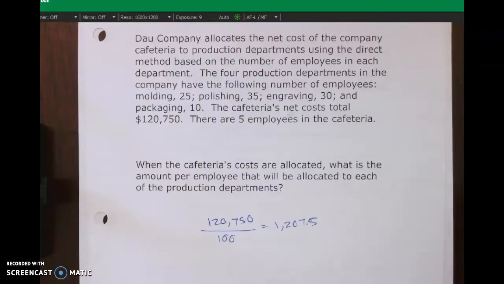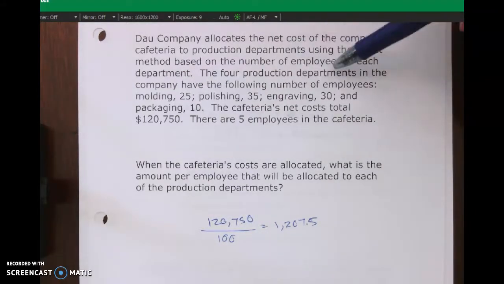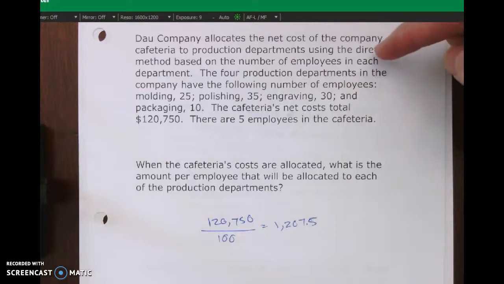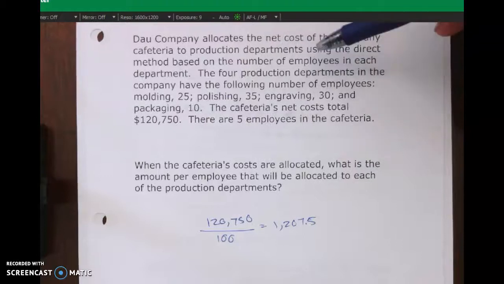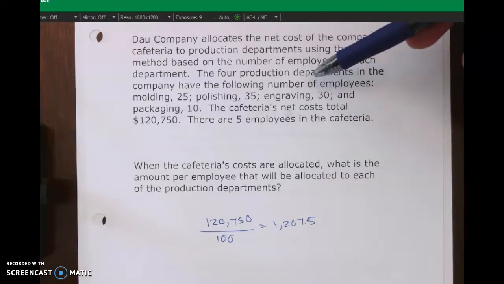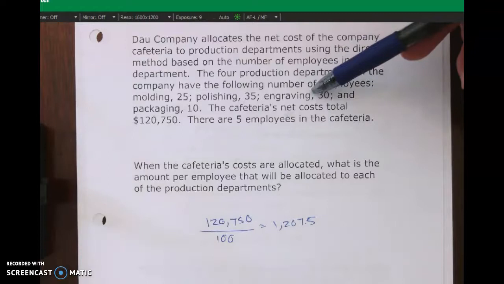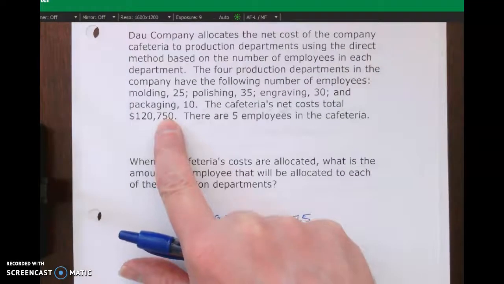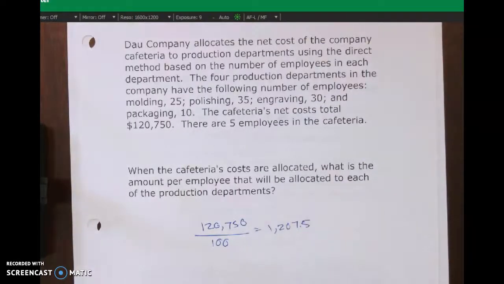So let's review this problem to see how well you did. Our company allocates the cost of the company cafeteria to production departments. The company cafeteria, as we talked about before, would be a service department, a shared function. Based upon the direct method, which means service to production, and based upon the number of employees in each department. The 4 production departments have the following number of employees: molding 25, polishing 35, engraving 30, and packaging 10. The costs are $120,750 of the company cafeteria, and there are 5 employees.